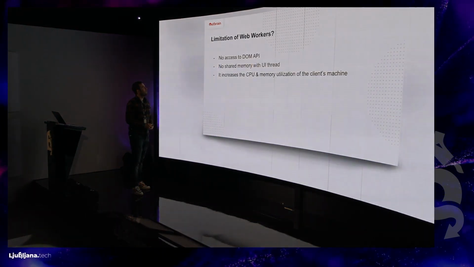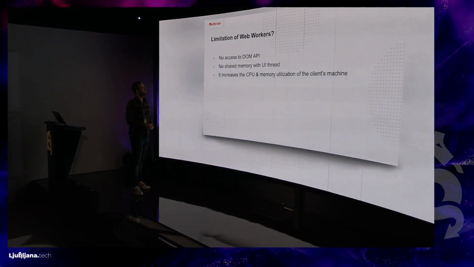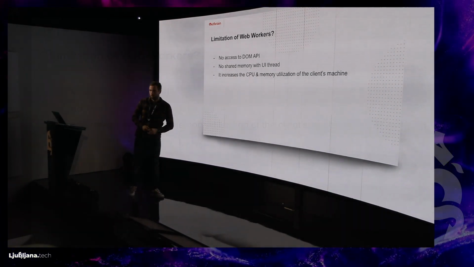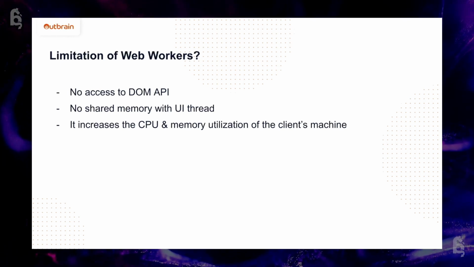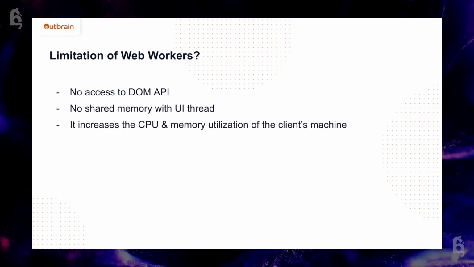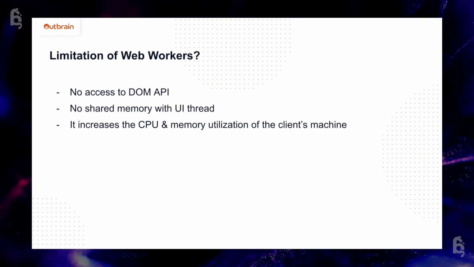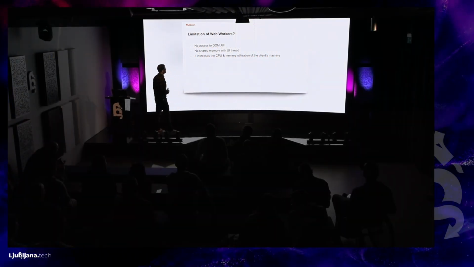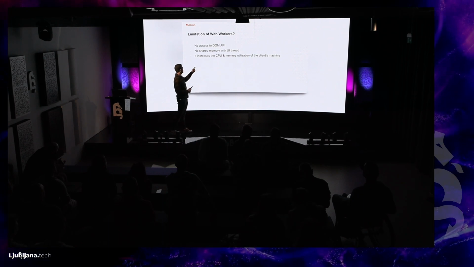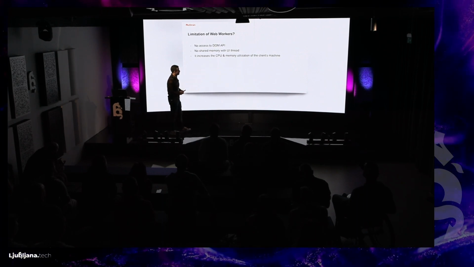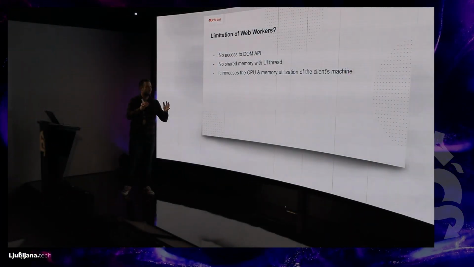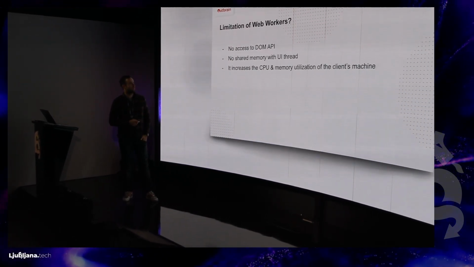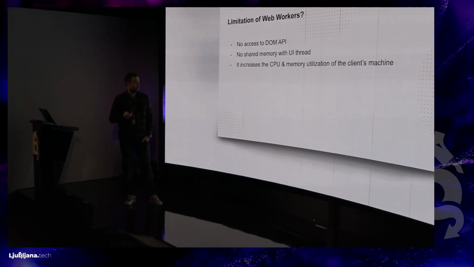Okay, anyway, what are the limitations? Yes, in the web worker you can't access the DOM API. So no getElementById or something. No shared memory with the UI thread, which is also, in my opinion, really nice, to be honest. It increases the CPU and memory utilization of the client's machine. Sure, I mean, just by creating a new thread, there is some payoff that is addressed with that.